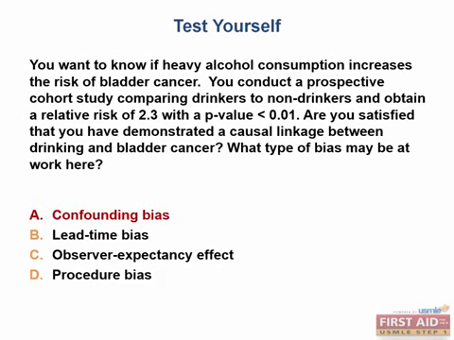So this is a classic case of confounding bias, since smoking is linked to both the independent variable, drinking, as well as the dependent variable, bladder cancer. In our study, it may explain some or all of the association we've observed between drinking and bladder cancer.